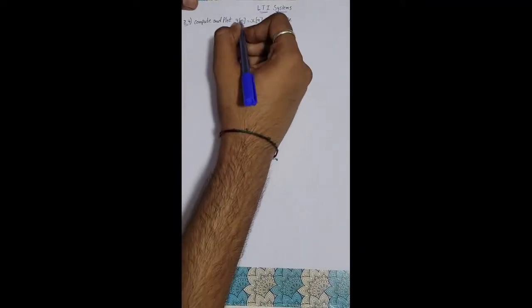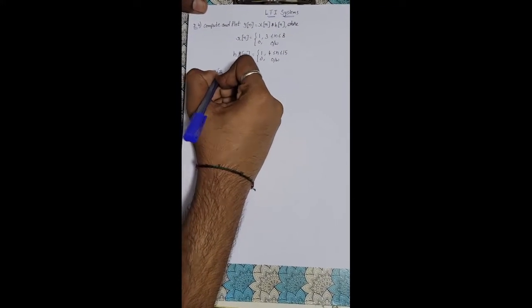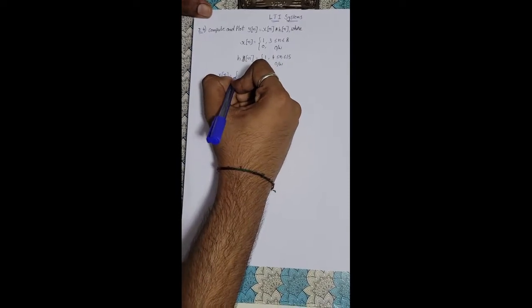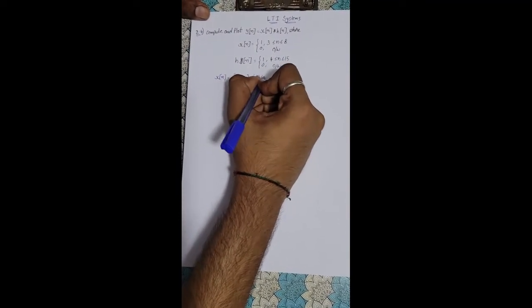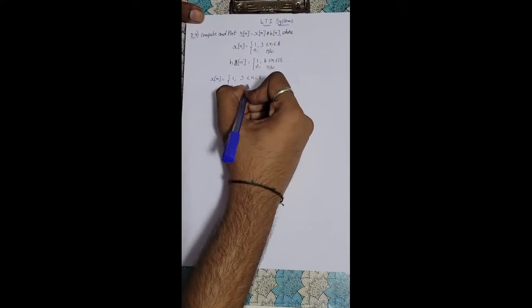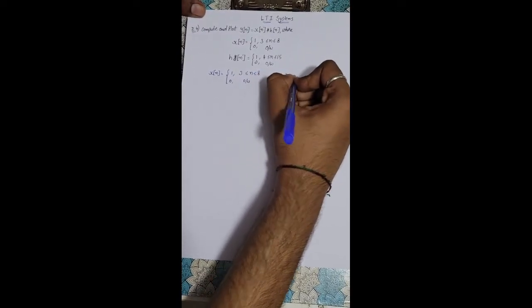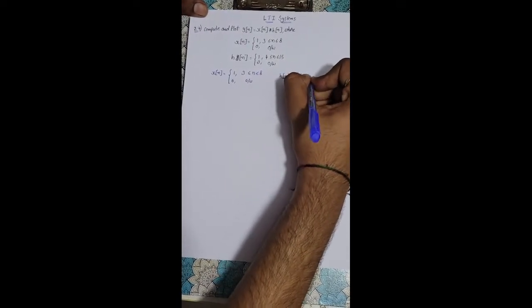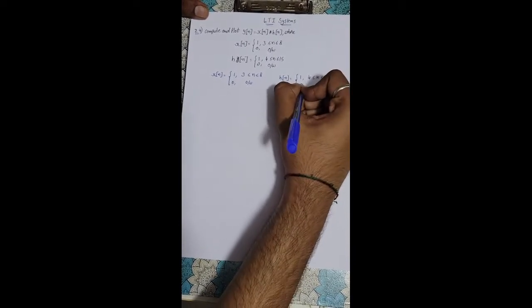We have to perform the convolution between x of n and h of n, where x of n is equal to 1 for 3 less than or equal to n less than or equal to 8 and 0 otherwise, and h of n is equal to 1 when n is between 4 and 15 and 0 otherwise.